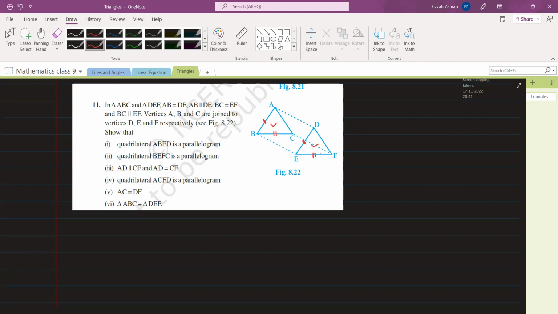Vertices A, B, C are joined to vertices D, E, F. As you can see, AD, BE and CF are joined. Show that quadrilateral ABED is a parallelogram. Can you see ABED in the figure? Yes, ma'am. Okay, let us note down, first of all, whatever is given to us.